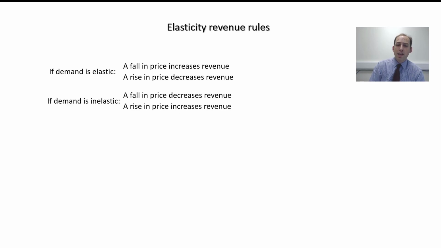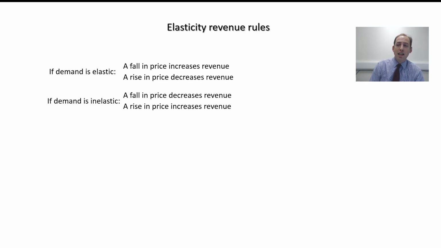Conversely, if demand's inelastic and we lower the price, we do sell a few more units, but that doesn't make up for the lower revenue we're getting per unit. But if we raise price, only a few people stop buying the product, and that's not enough to counter the big increase in revenue we get from having raised the price and still selling the majority of the units that we were selling before.